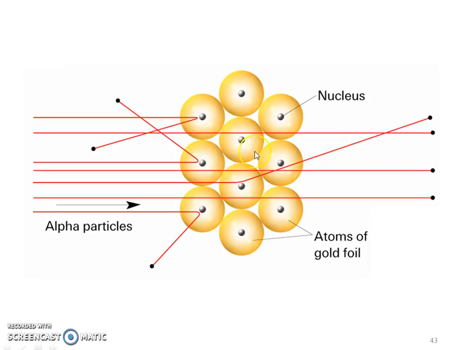So here's our alpha particles. Again, most of them go through. Some get reflected slightly, and some get reflected like they hit something really, really hard and bounced back.